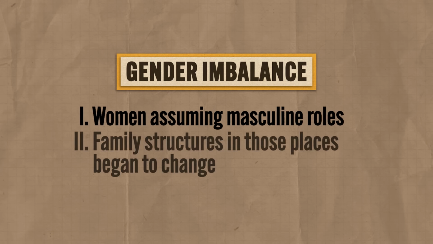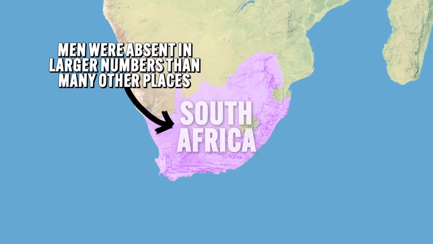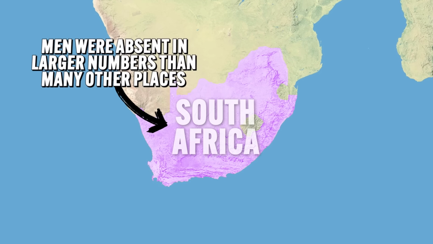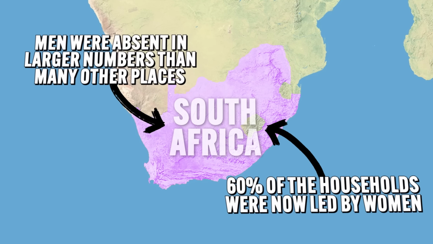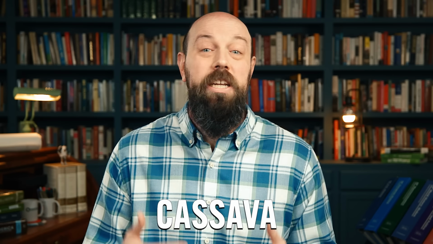Additionally, family structures in those places began to change as well. For example, in South Africa, where men were absent in larger numbers than they were in many other places, about 60% of the households were now led by women. And women in some places in Africa were able to sell excess food like cassava on the market and were thus able to gain financial independence as well.